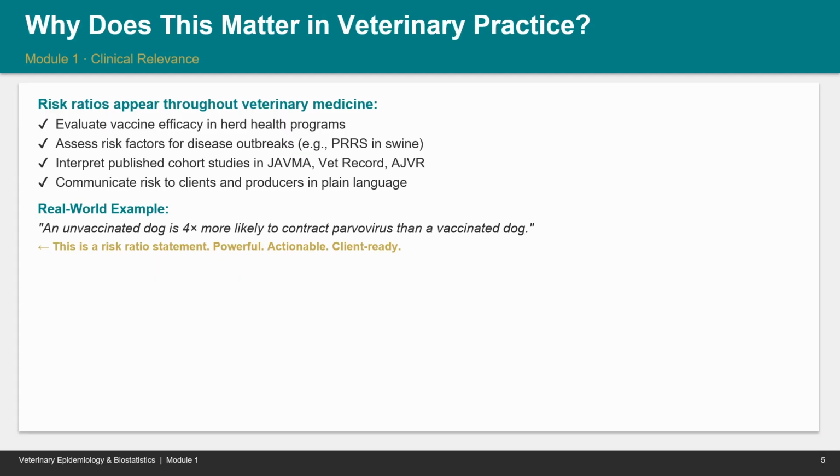Why does this matter to you as a veterinary professional? Because risk ratios show up everywhere in herd health decisions, in outbreak investigations, in the journal articles you read, and critically, they give you a number you can actually communicate to a client or a producer. Saying unvaccinated animals are 4 times more likely to get sick is powerful, actionable information.